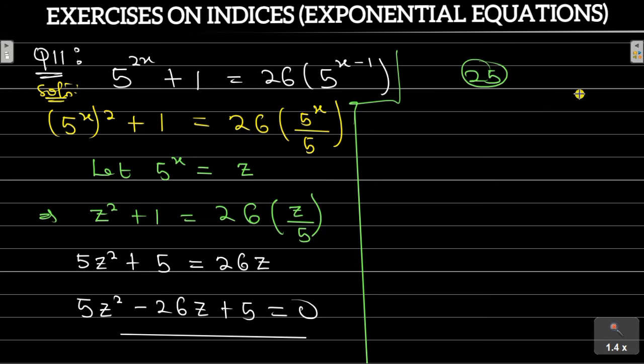And what is that number? Look at it well. Is it possible? Two numbers that the product will be 25 and the sum will be minus 26. Okay, yeah, minus 25 and minus 1. Okay, so the two of them, they do the job beautifully well.